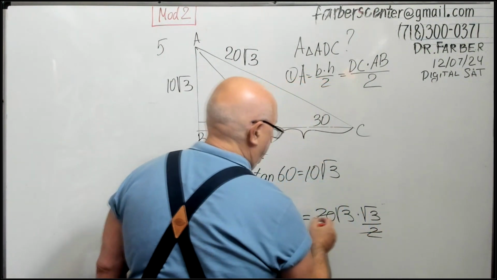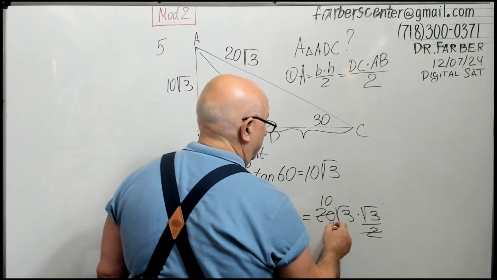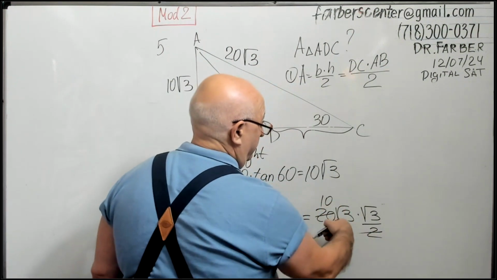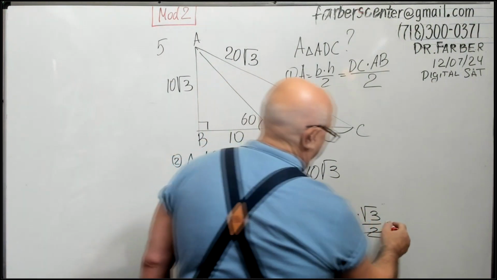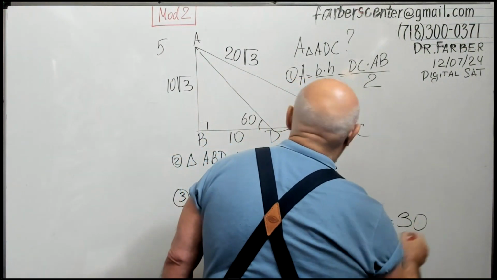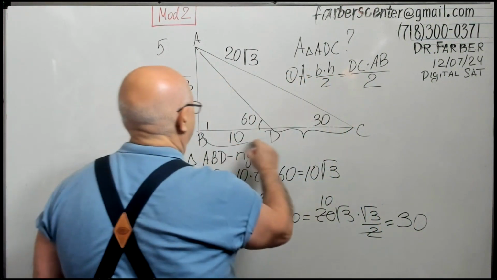And 2 goes into 20 10 times. And 10 times square root of 3 times square root of 3 is 3, times 10 is 30. So this entire length equals 30.